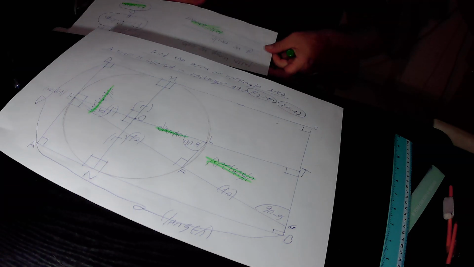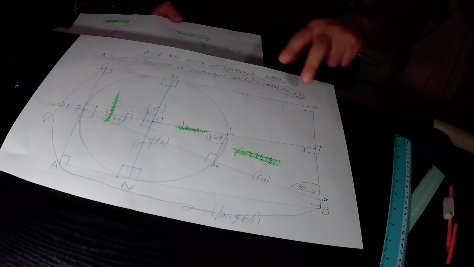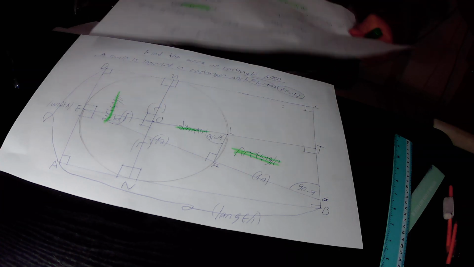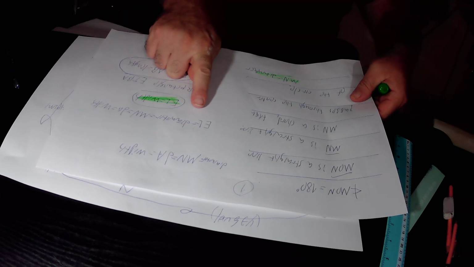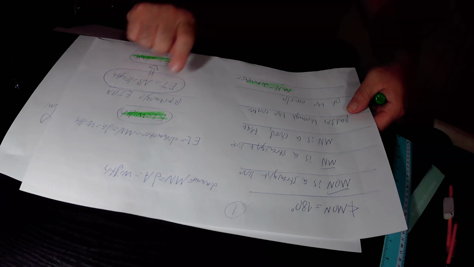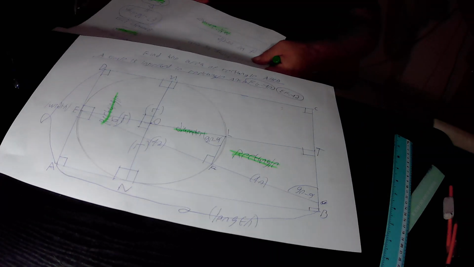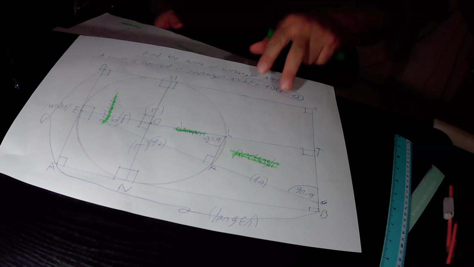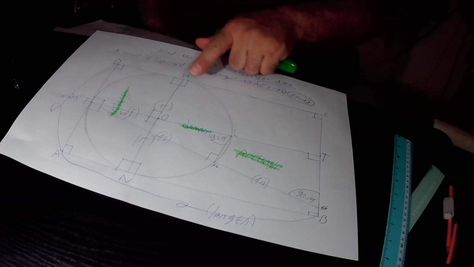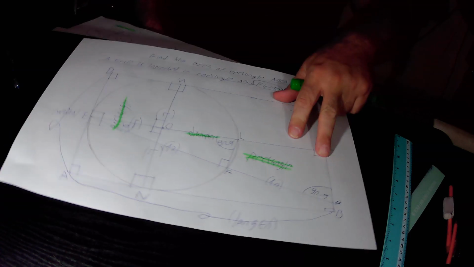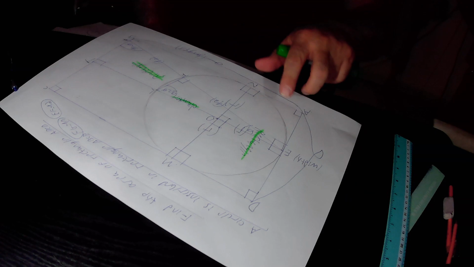We know that EL is the diameter of the circle, so we can write here that EL is the diameter of the circle, but we already found out that MN is also the diameter of the circle, so we can add here that MN is also the diameter of the circle. So EL is the diameter of the circle.